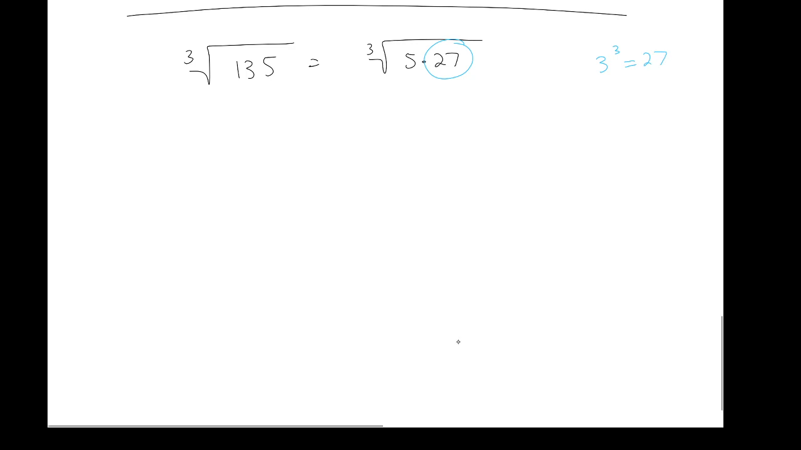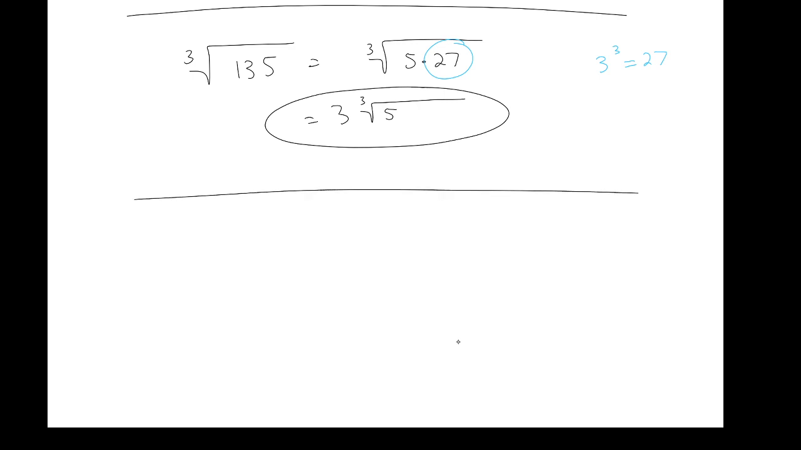So what we're going to have here is 3 comes out. Still the cube root, and we can't take a cube root of 5. So 3 times the cube root of 5 is going to be your answer. A fun one. Let's do another. Let's do one with a variable now. The cube root of 8x to the 4th power.